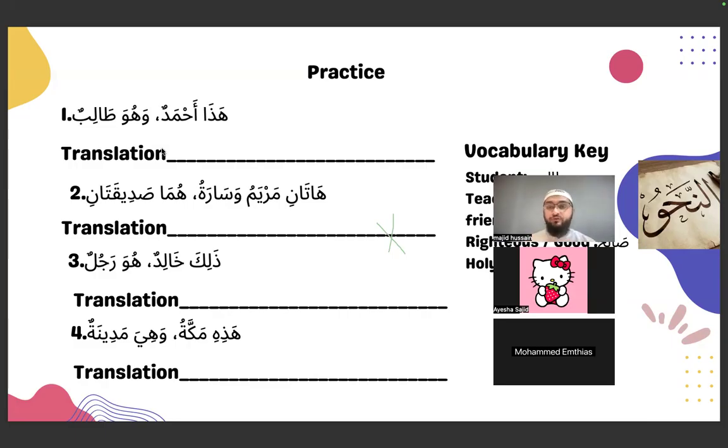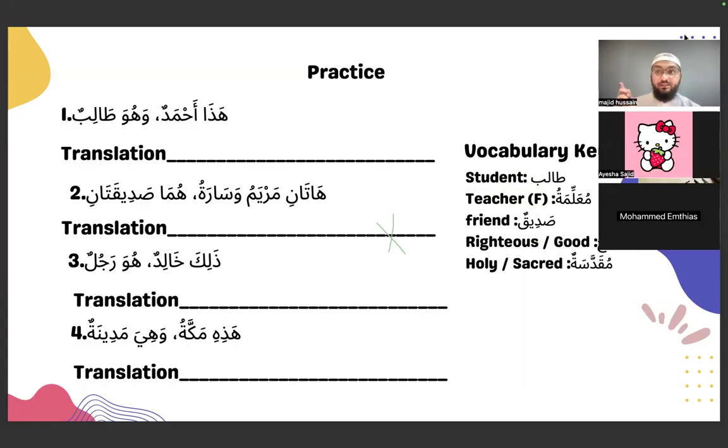So talib is the word for student. This is vocabulary for you because we will need lots of vocabulary to build up sentences in the next class. So just keep gaining the vocabulary as much as we can.